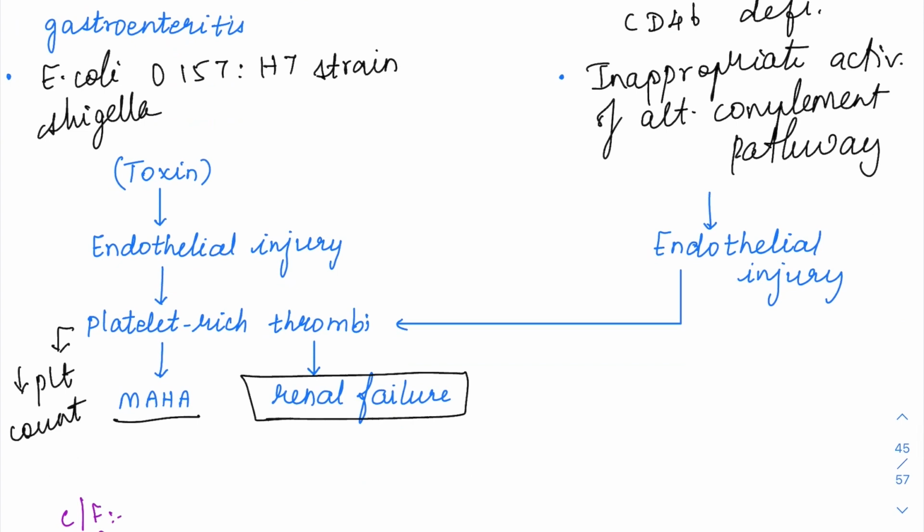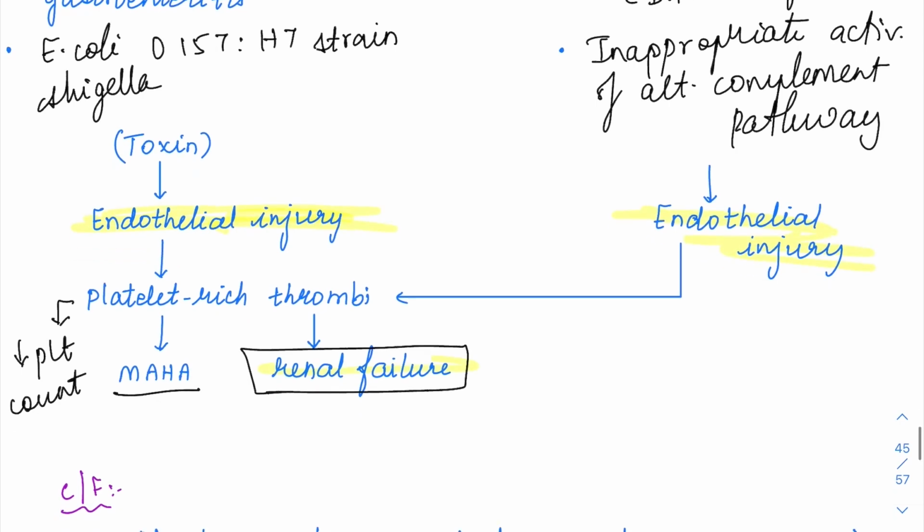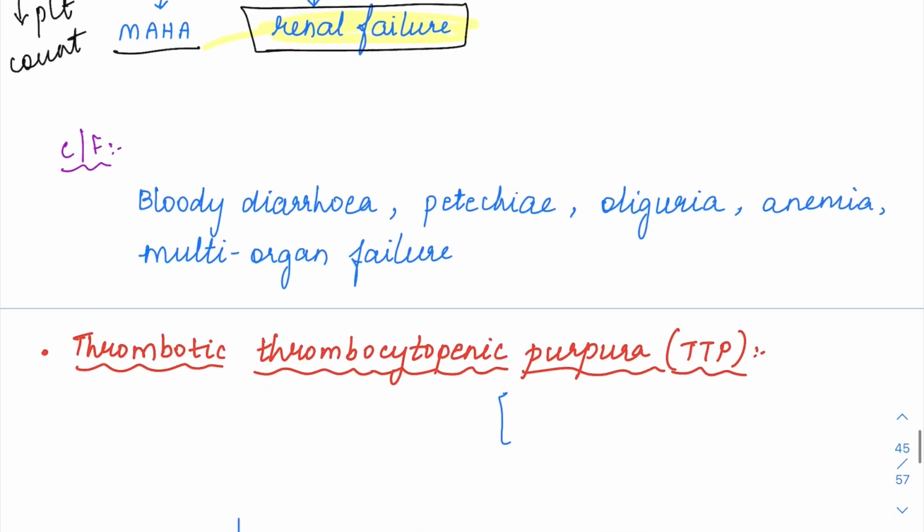So the same thing is going to happen. Endothelial injury forms the pathogenesis for this HUS, right? Both here, typical and atypical. And renal failure is a classical finding you see here. So clinical features, what will you see?